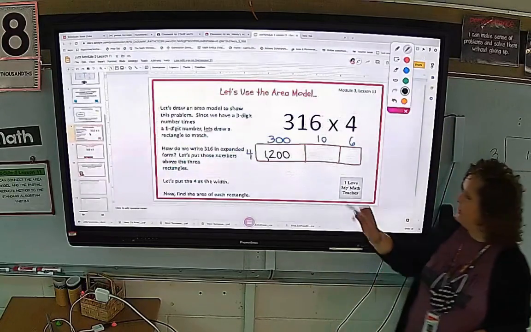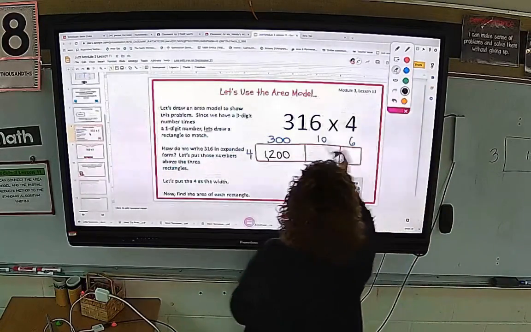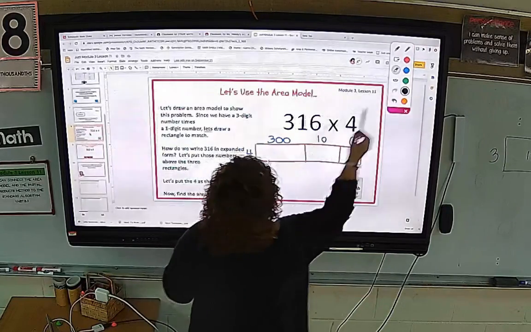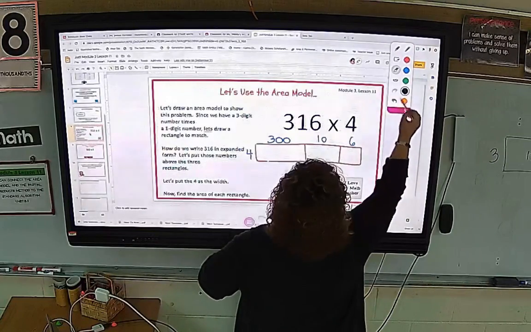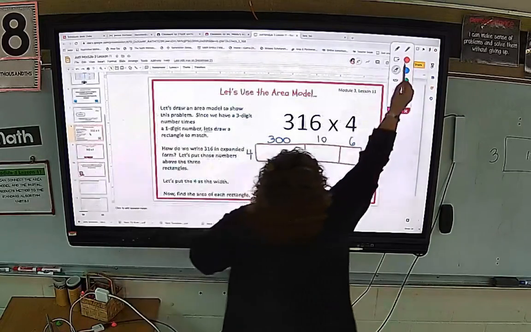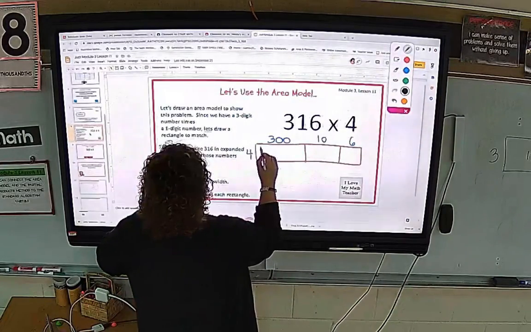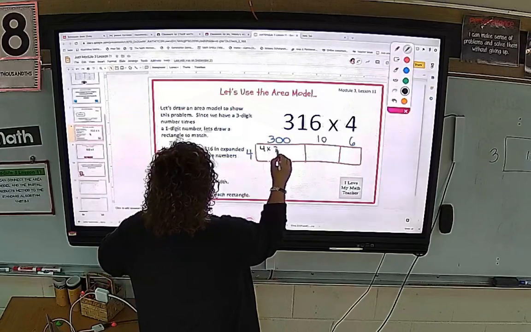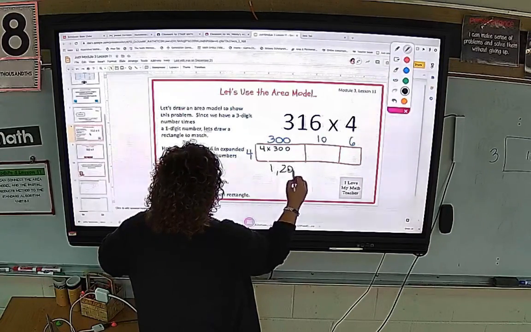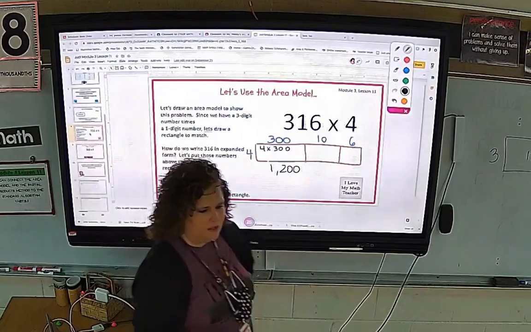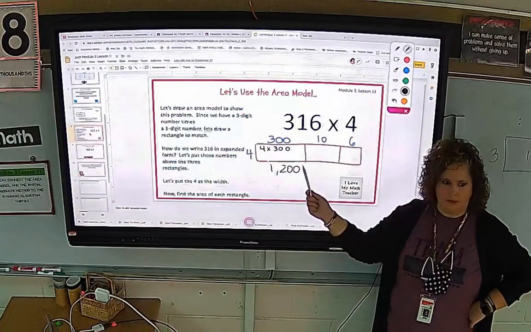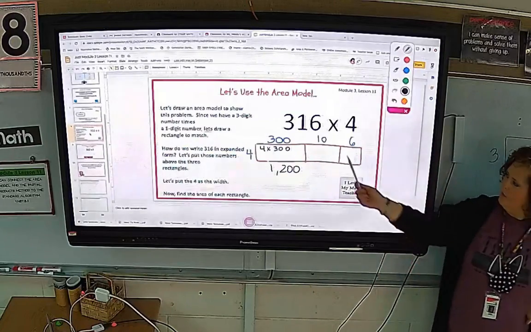Some people might write, let me just show you that other way as well. Sometimes you might see the problem right here. I have a pen. 4 times 300. And underneath it, you might see the answer. Okay. And I'm going to do it that way right now just to show you what we're multiplying. Okay. All right. What would go right here?